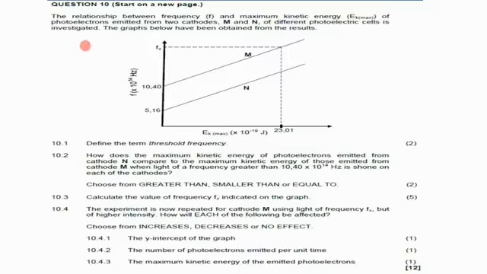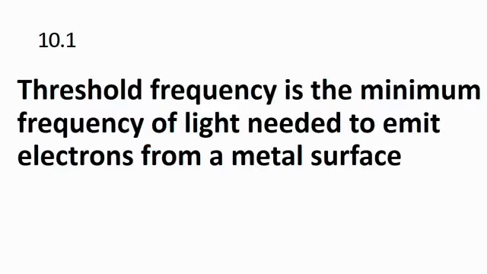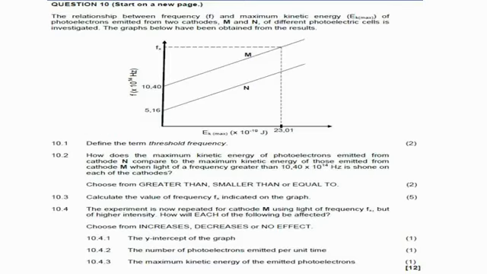So we are given question 10. It says the relationship between frequency F and maximum kinetic energy of photoelectrons emitted from two cathodes M and N of different photoelectric cells are investigated. Then the graphs below have been obtained from the results, right? So we have M and N here. And then 10.1 says define the term threshold frequency. So quickly, threshold frequency is the minimum frequency of light needed to emit electrons from a metal surface, right?